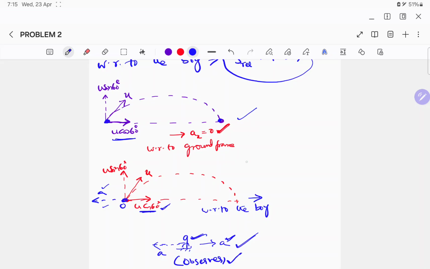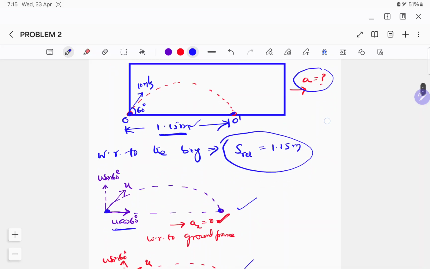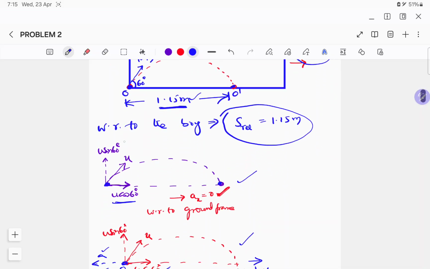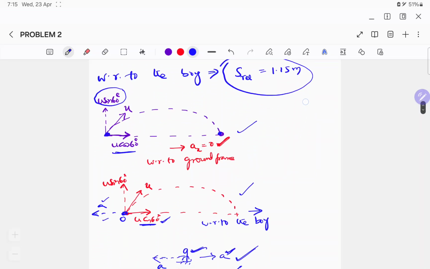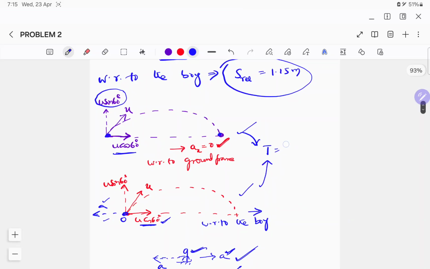With respect to the ground frame or with respect to the boy, there is no difference in analyzing the vertical motion, because the boy or the train has a horizontal vector, and horizontal vectors do not influence anything regarding the vertical motion. Hence, the time of flight will be the same in both frames. That we know is 2u sin theta by g, which is 2 into 10 into sin 60, root 3 by 2, by g which is 10. Totally I get a time of flight of root 3 seconds.